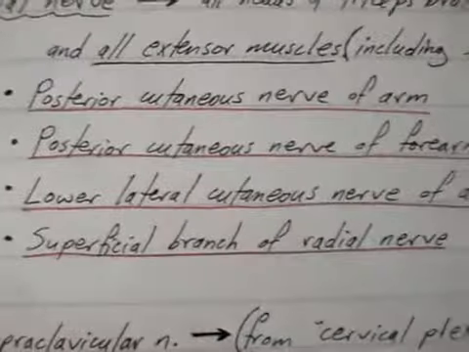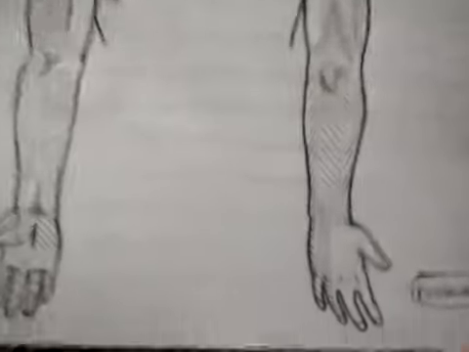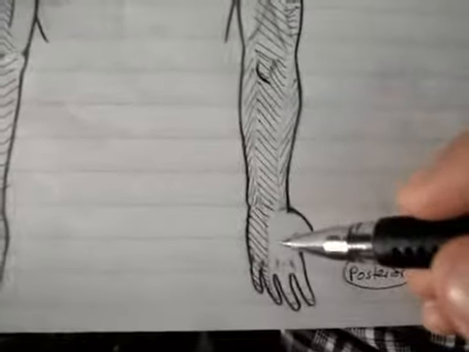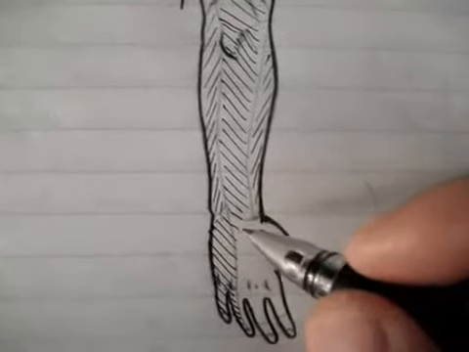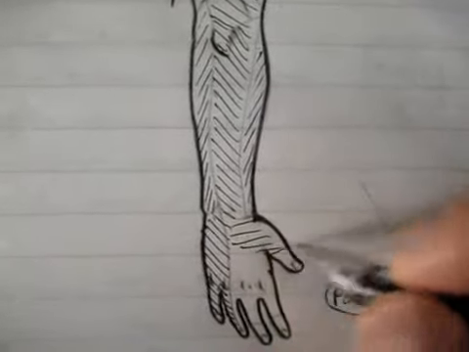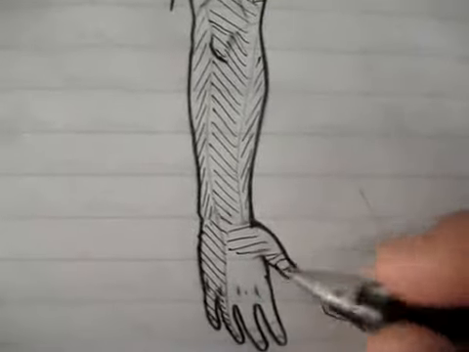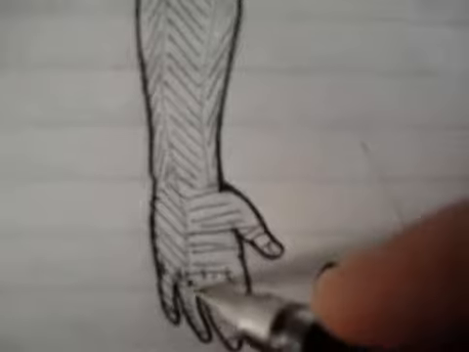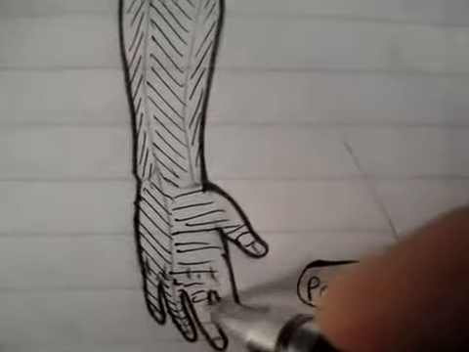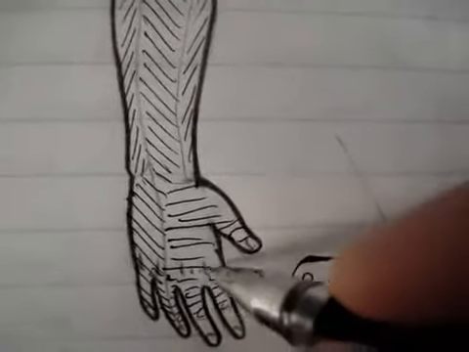The superficial branch of radial nerve innervates the skin on the back of the hand. Remember, this is the palmar, this is the dorsum. This was the ulnar nerve, and all of this is the superficial, cutaneous branch of the radial nerve. You have half of this finger, all of this finger, and all of this finger.